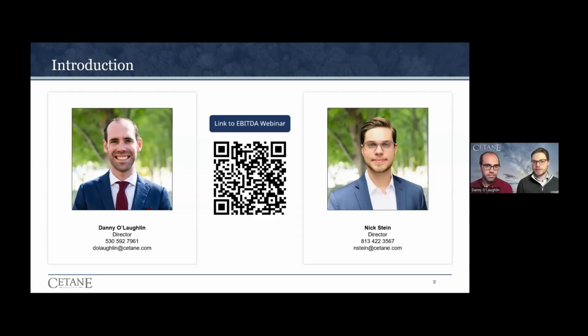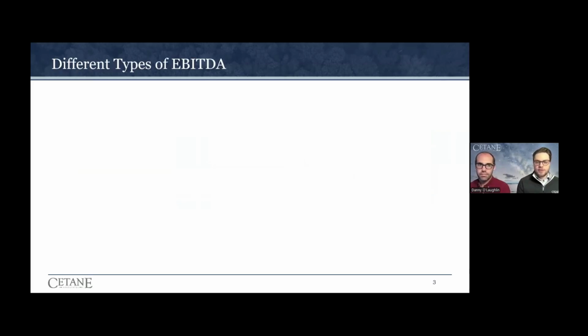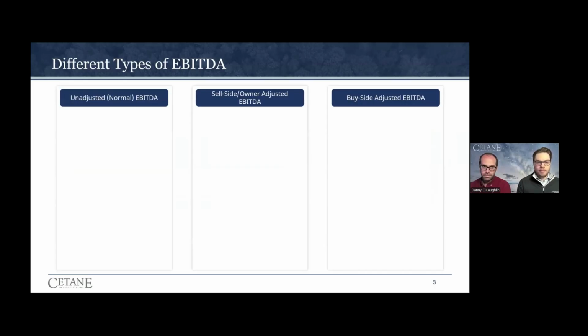But today we're going to focus on adjusted EBITDA, how it differs from normal EBITDA, the difference between sell side or owner's adjusted EBITDA and buy side EBITDA, and why these different forms of EBITDA exist. So let's dive into the different types of EBITDA. We're going to go through these at a high level, and then we'll walk through examples.